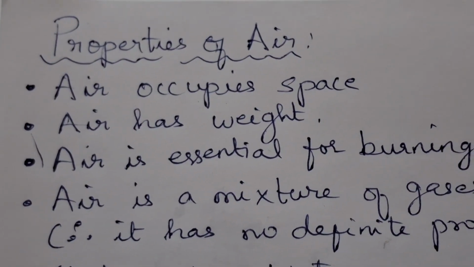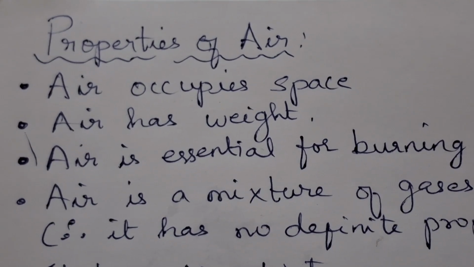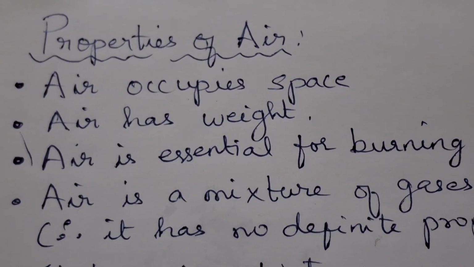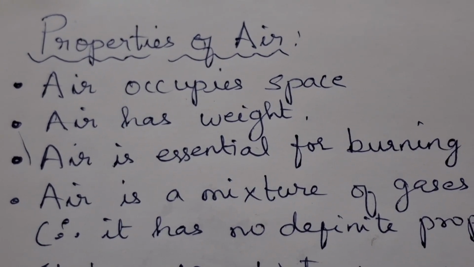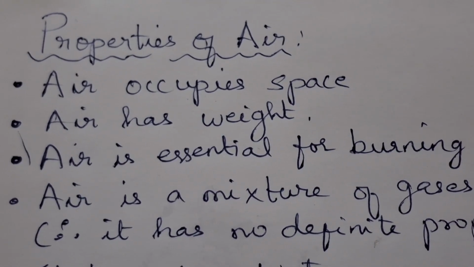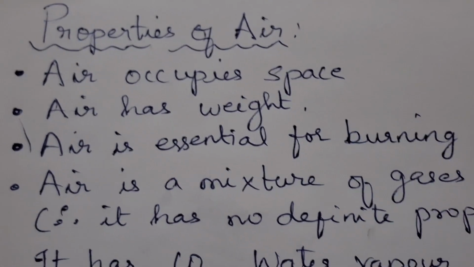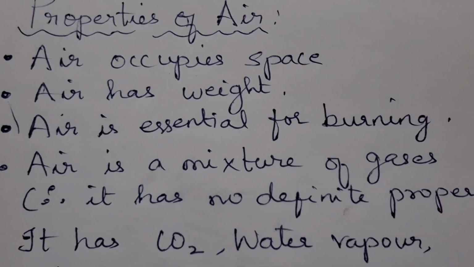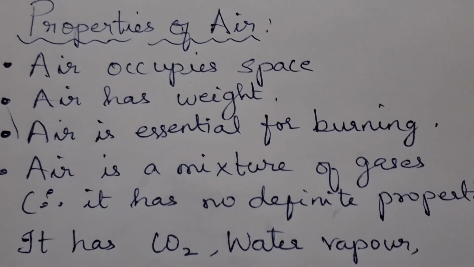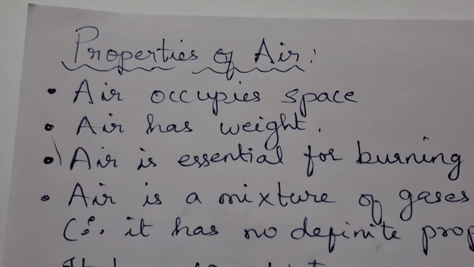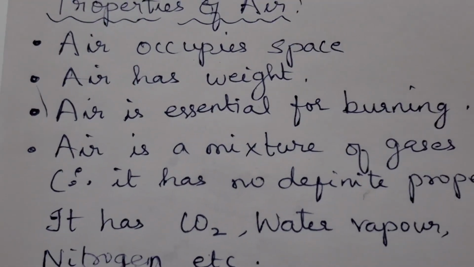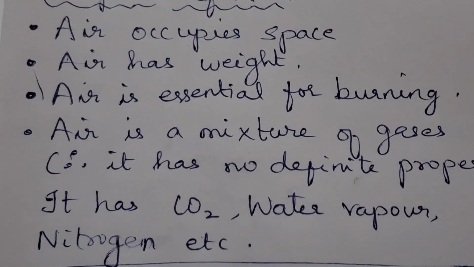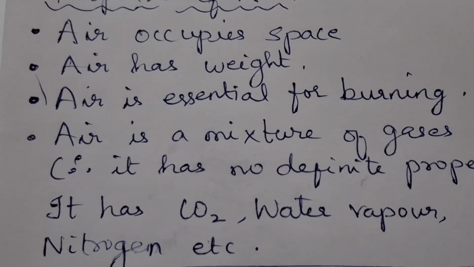Next is the properties of air. Air occupies space. So when you blow a balloon, it occupies space and the balloon enlarges. Then air has weight. Air is essential for burning. Air is a mixture of gases, that is, it has no definite properties. Since it's a mixture of gases, you don't have a specific property for air. It has carbon dioxide, water vapor, nitrogen. So all the gases are together.